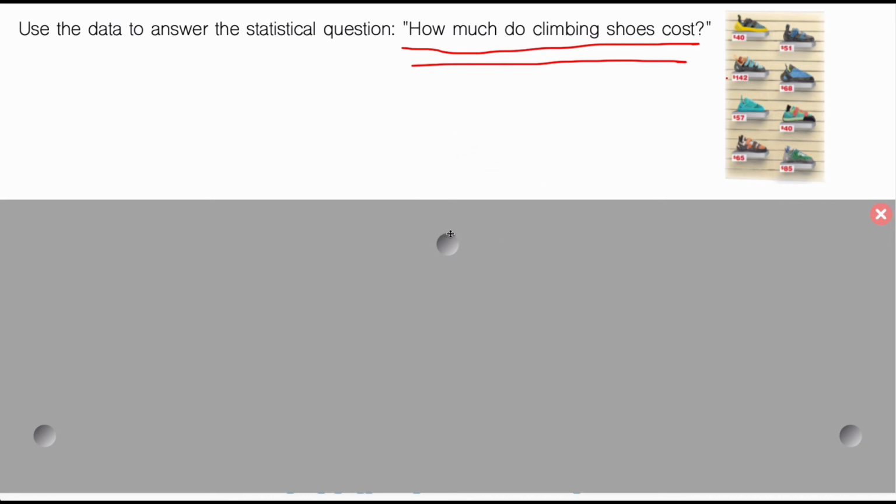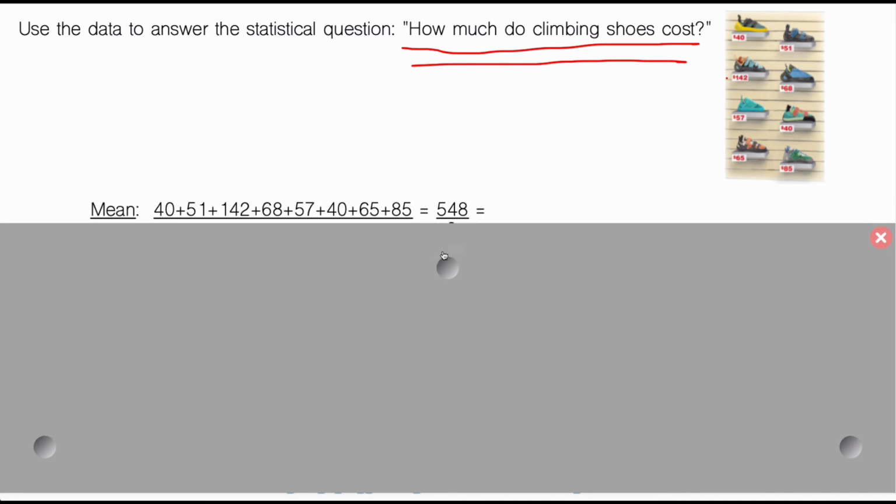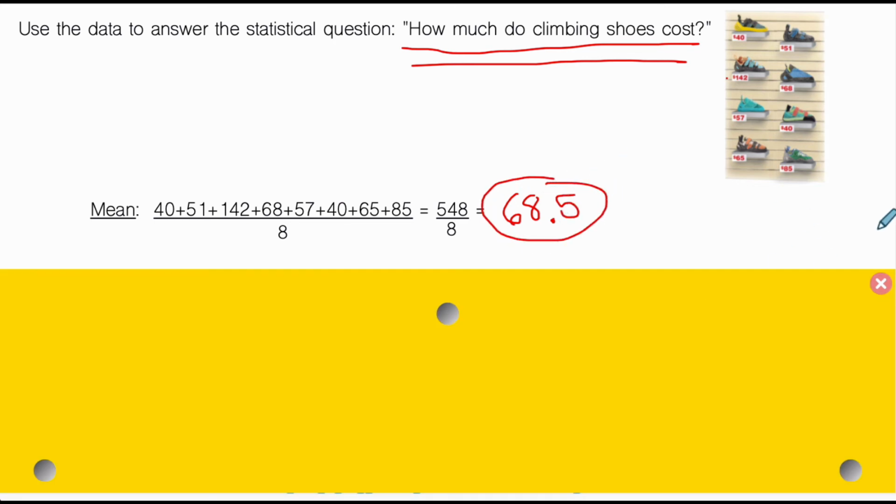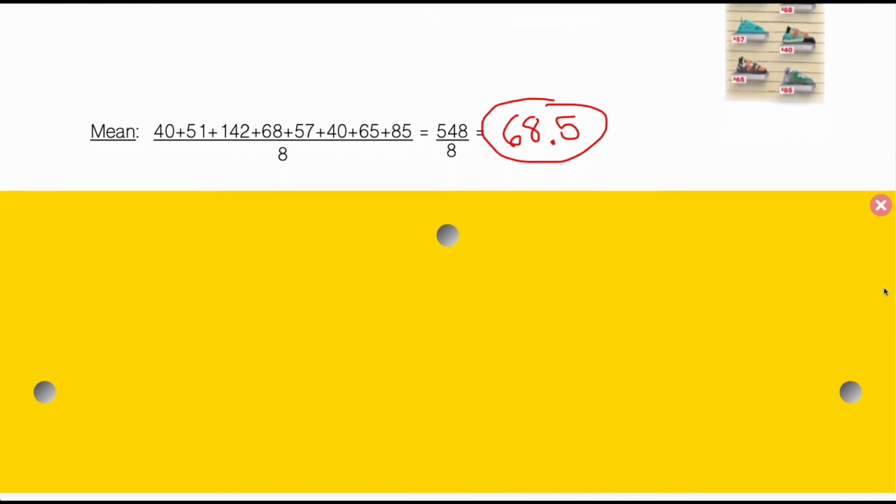So first things first, let's calculate each. I've already kind of started this. The mean is found by adding all the numbers and dividing by, in this case, 8, because there are 8 numbers. So if you add them all up, you get 548, and 548 divided by 8 gives us our mean. Our mean is 68 and a half, 68.5. All right, so there's our first measure of center. We'll see if it's a good one in a second.